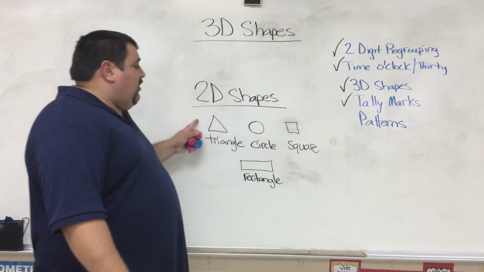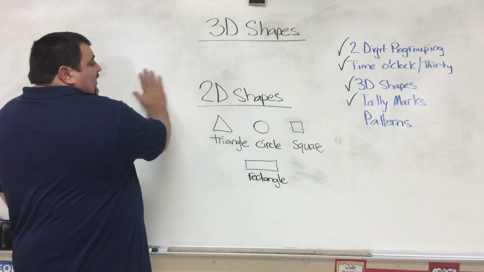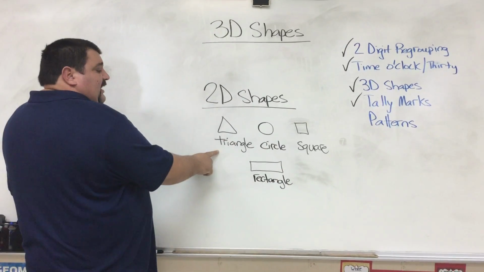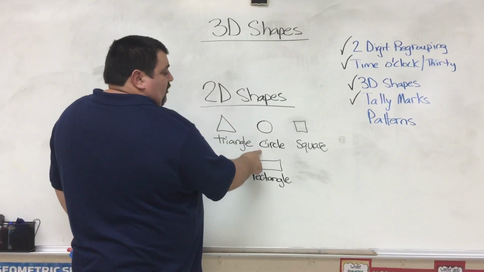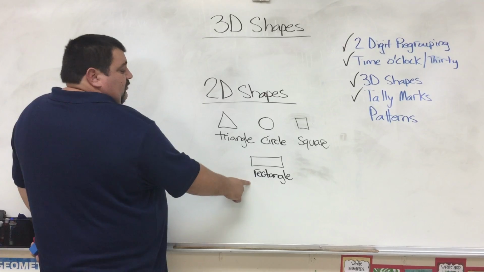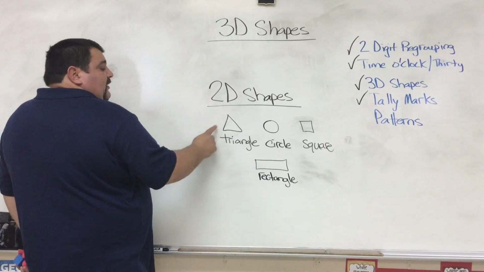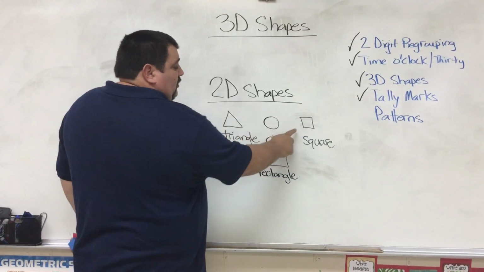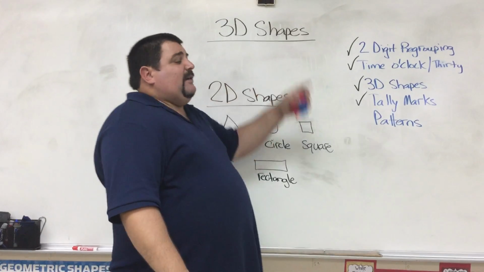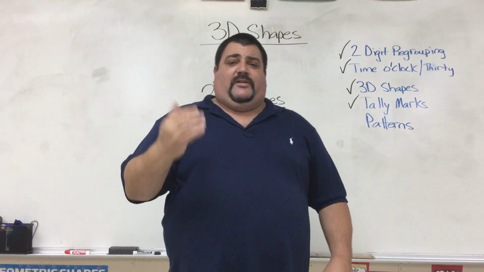So you guys know in kindergarten you learned about two-dimensional shapes. Those are the ones that are flat. You can't see behind it. We have a triangle, a circle, a square, a rectangle. One more time, those are the ones that are flat. Triangle, circle, square, rectangle. And there's many, many more. But we're going to be learning about the three-dimensional shapes. Those are the ones that you can see all the way around it, okay?